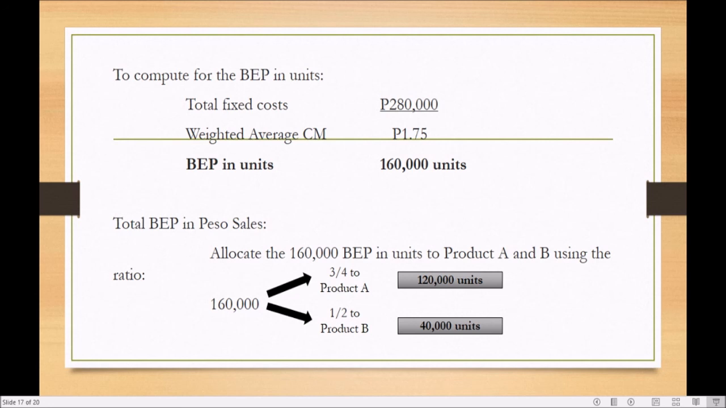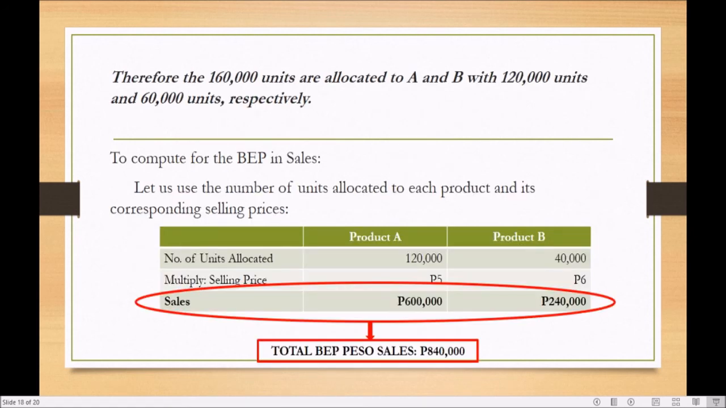O, kasi madali lang. Na-compute naman natin yung allocation ng 160 to product A and product B. Pwede ba nating i-multiply yung 120,000 units to the selling price of product A and the 40,000 units to the selling price of product B? Yes, we can multiply it para mahanap kung magkano yung peso sales for product A at break-even point, and then peso sales to product B at break-even point. Okay.